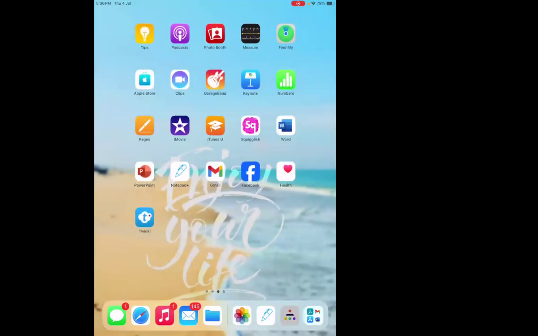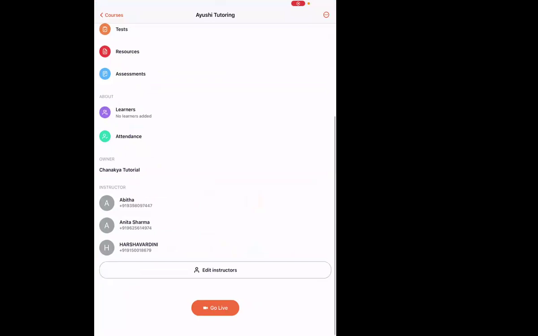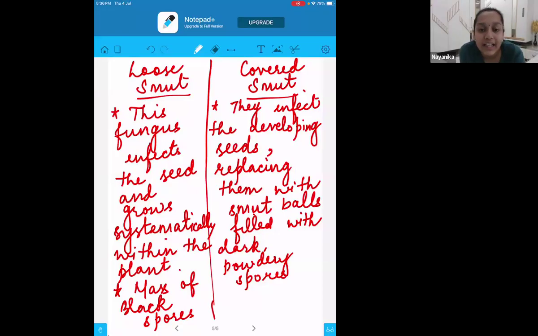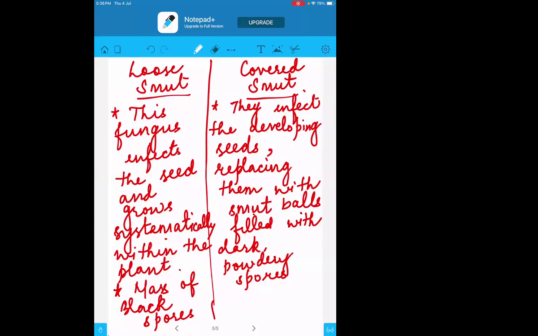Could you repeat the question again? Out of these both, which will be affecting much? Ma'am, the second one, smut. Both, ma'am, but the second one might be more because it's on the developing seeds rather than just the loose smut. Correct. See, both will affect the yield.